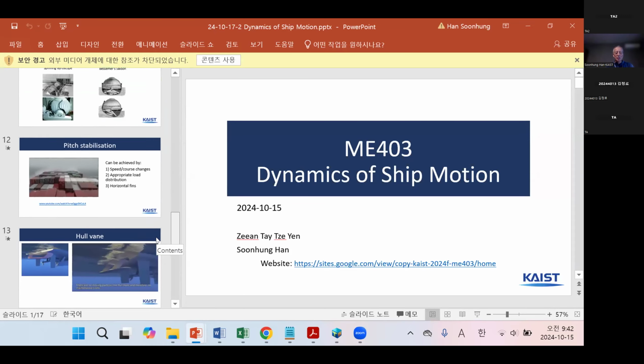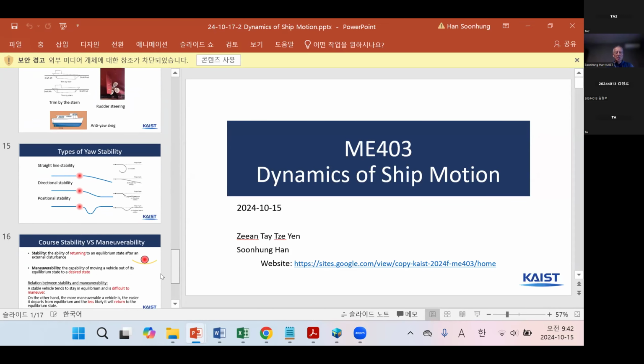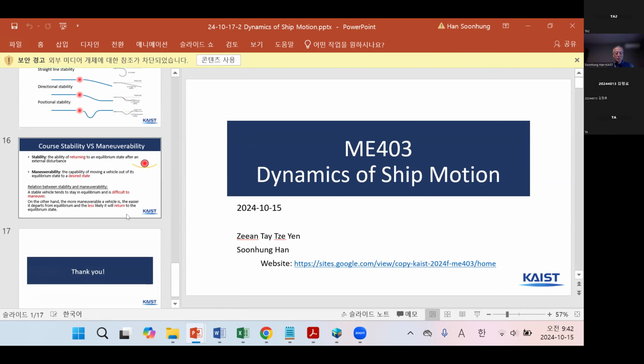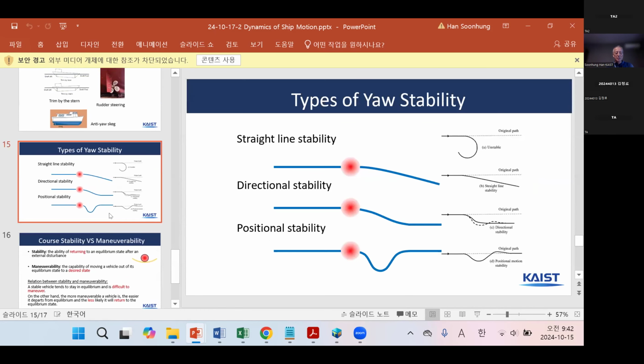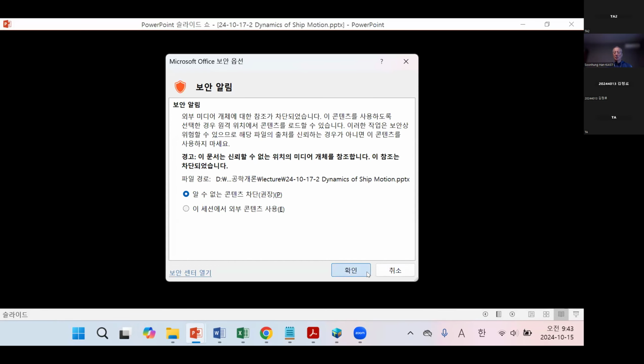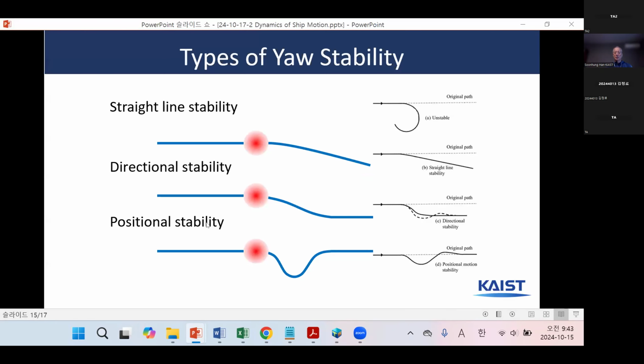Similar to Jungno's slide set, but this slide set is about stability, directional stability. There is straight line stability, which is dynamic stability, not static stability. We'll see in the afternoon. For directional stability and also positional stability.